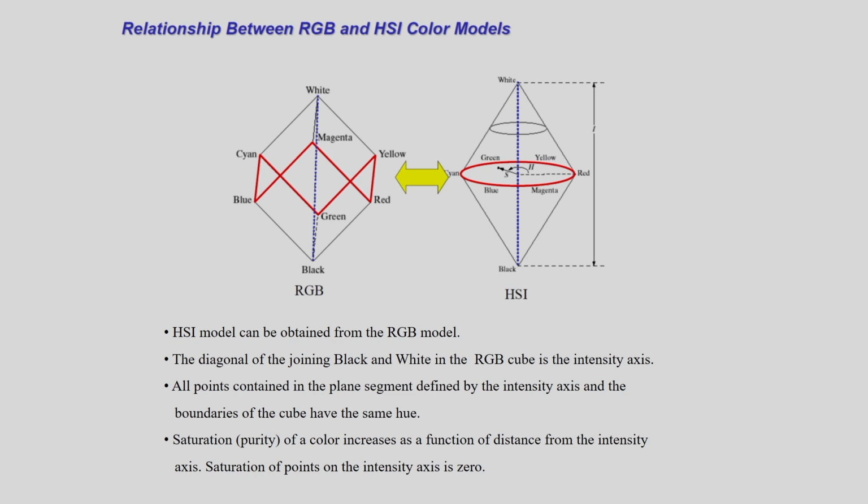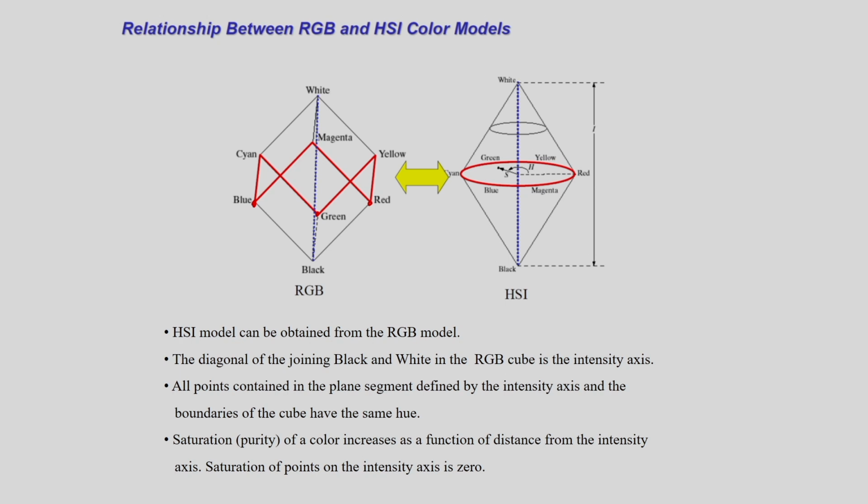The first one is the RGB color cube, the second one is the HSI model. In the RGB model, you can see the primary colors, the red color, the green color and the blue color. Also you have seen the secondary colors, cyan, magenta and yellow. And corresponding to this RGB cube, you can see the intensity axis, connecting the black point to the white point, that is the intensity axis.